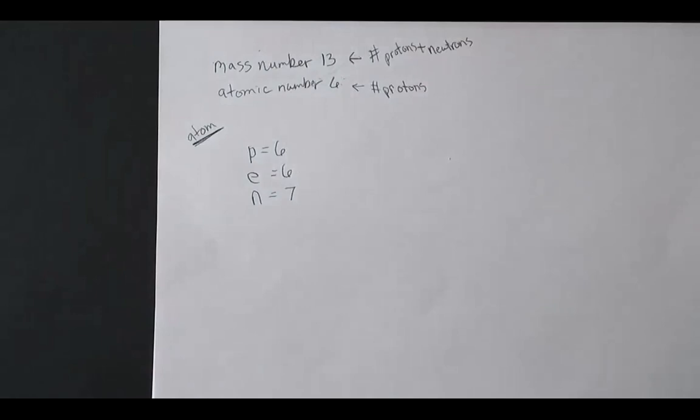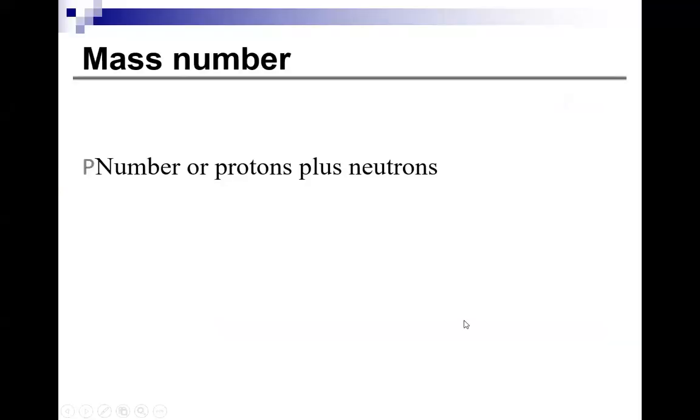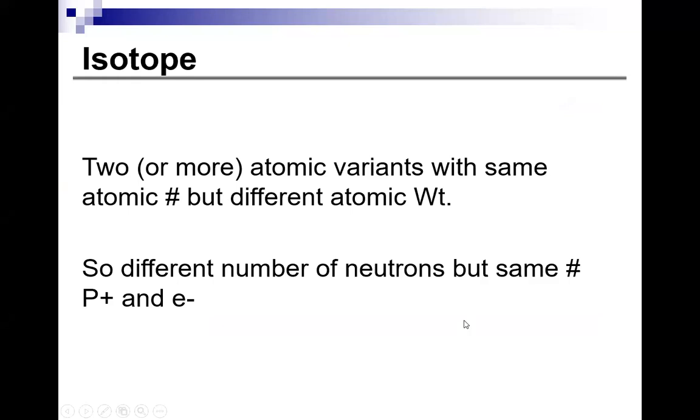All right, let me go back to the screen here. So that's our mass number. An isotope is when you have two or more atomic variants that have the same atomic number but different atomic weights.